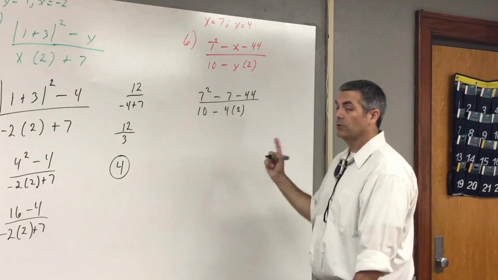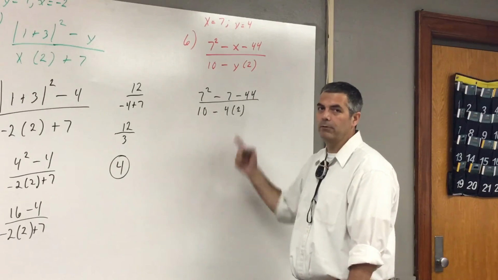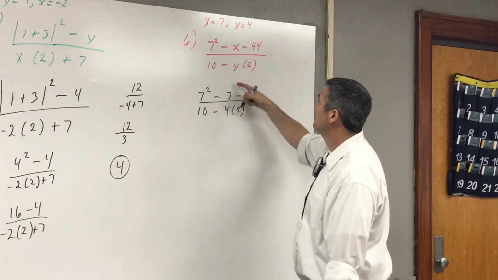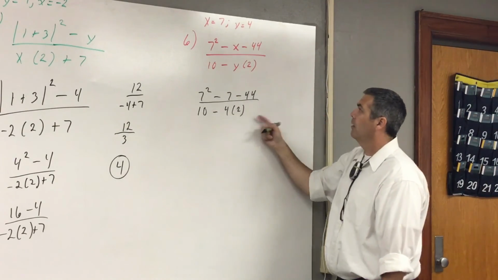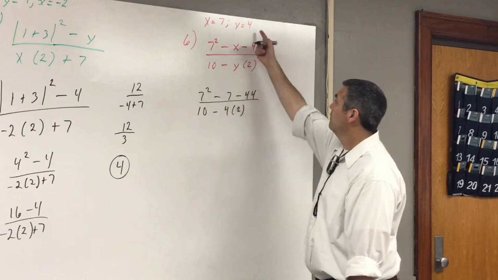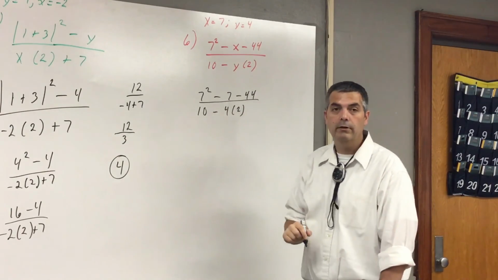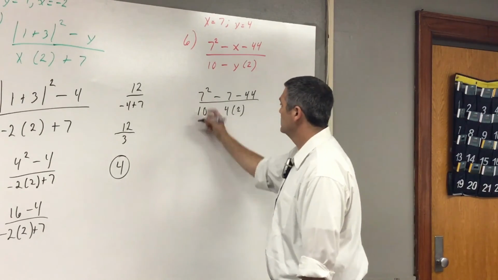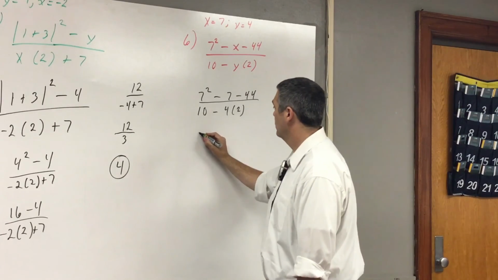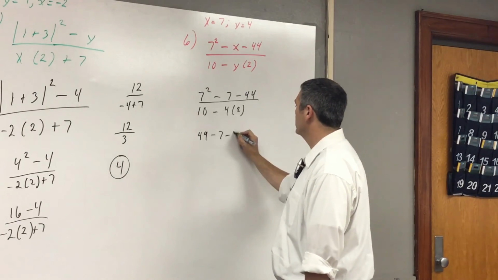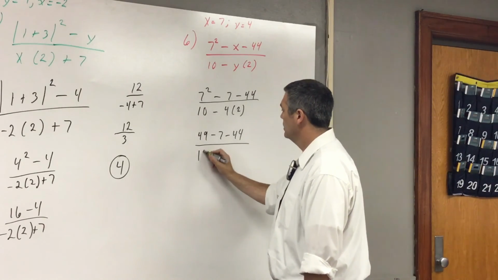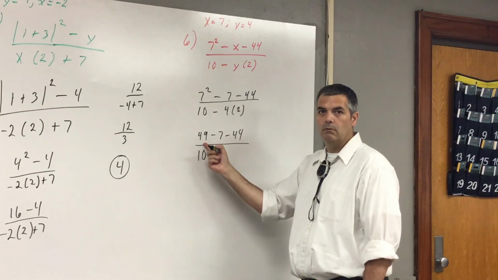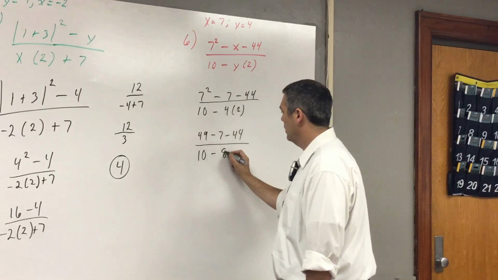All right. So first thing I'm going to do is check, did I write it correctly? Because I don't want to work it all out if I didn't write it down correctly. Right? 7 to the second minus 7, okay, minus 44. All right. 10 minus 4 times 2. Okay, so I look good. All right, so now I'm just going to start working this, and exponents first. 7 to the second power, 7 times 7, 49, minus 7, minus 44, over 10, minus, I'm going to go ahead and do this multiplication because I've already done the exponent. Okay, 4 times 2, 8.